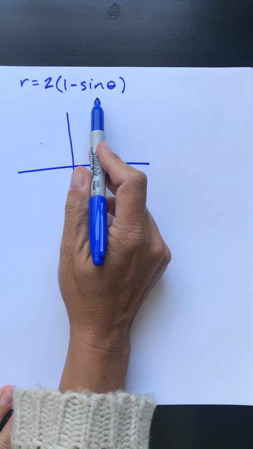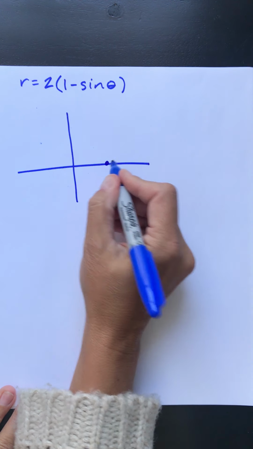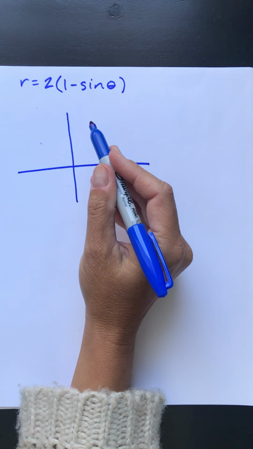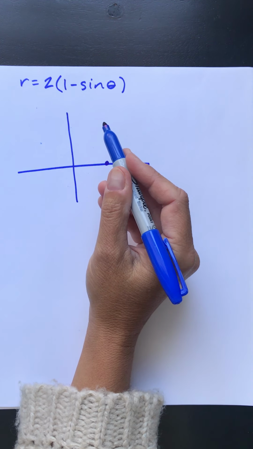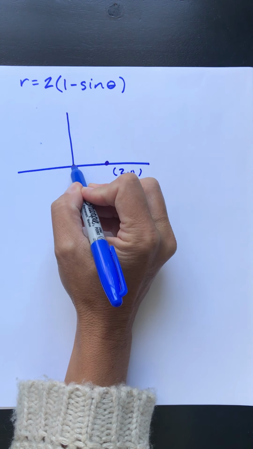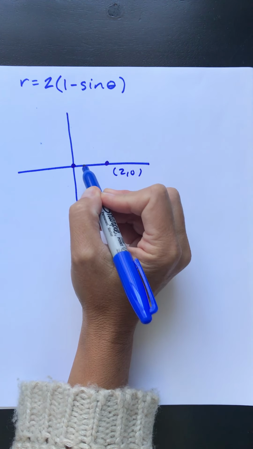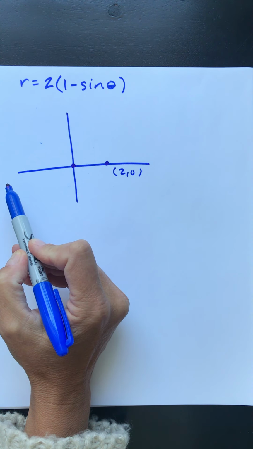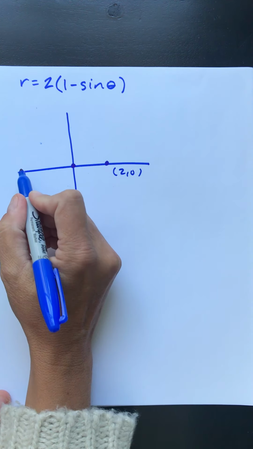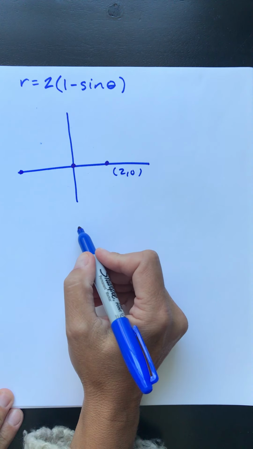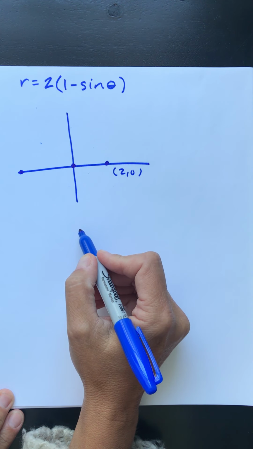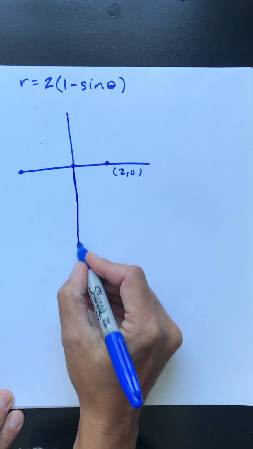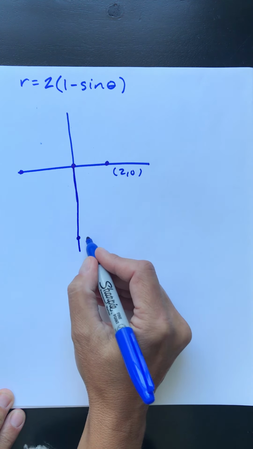So when theta is 0, sine is 0, so I start out at the point (2, 0). At pi halves, sine of theta is 1, so 2 times (1 minus 1) is 0. At pi, sine again is 0, so I'm out here at 2. And at 3 pi halves, I have negative 1, so 2 times (1 minus negative 1) is 4.